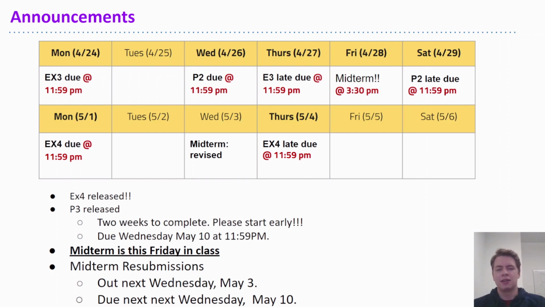For course announcements, P2 closes on Saturday, so make sure to get that in if you have not already. And even if you're still working on it and won't be done by the time 11:59 comes around on Saturday, please turn in what you have just so you can maximize points. And then exercise 4 is due on Monday, May 1st, with a late due date of Thursday the 4th.